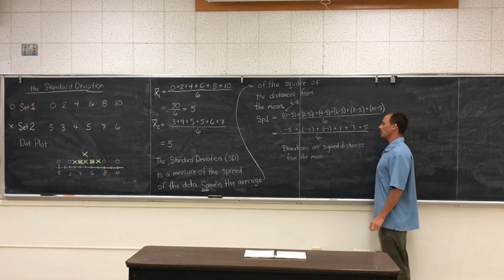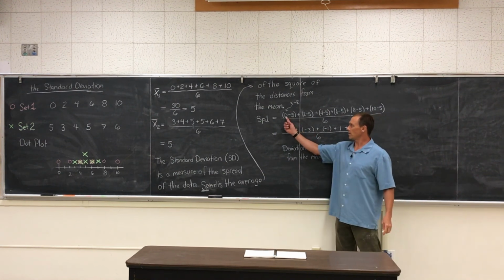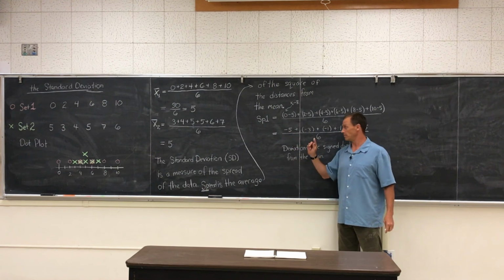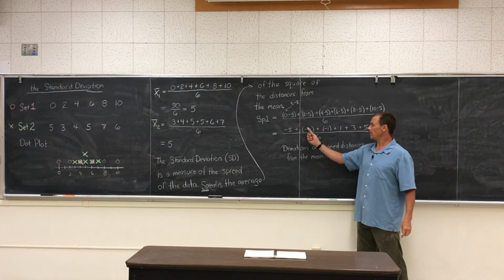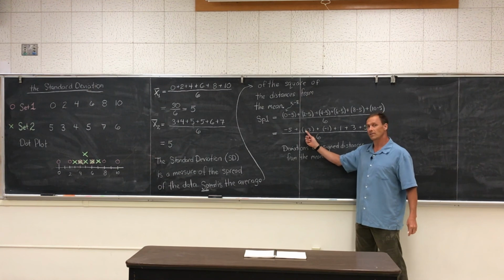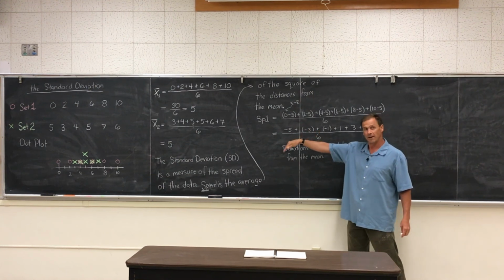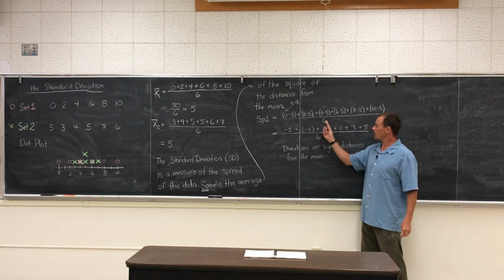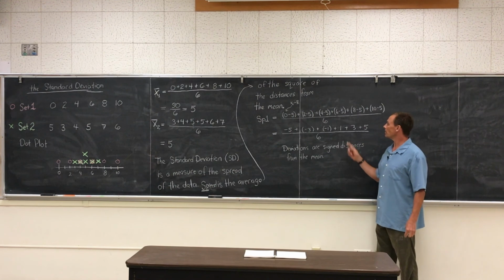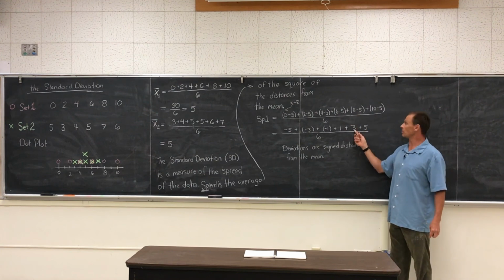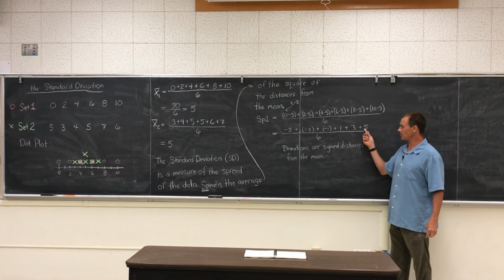Signed distances from the mean. In other words, 0 is 5 units to the left of the mean. 2 is 3 units to the left of the mean. That's what the negative sign is. It says it moves to the left. 4 is 1 unit left of the mean. 6 is 1 unit to the right of the mean. 8, 3 units to the right, and 10, 5 units to the right.